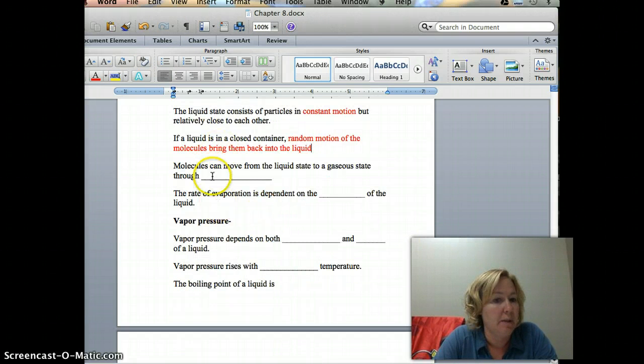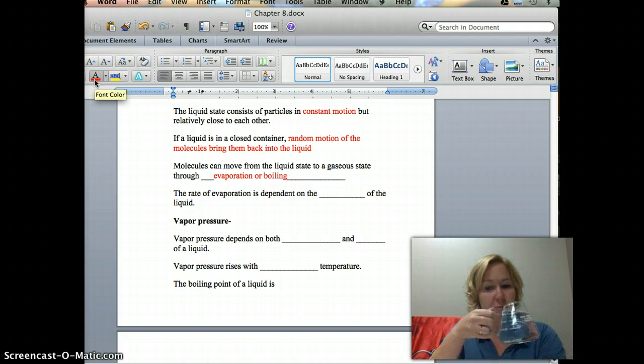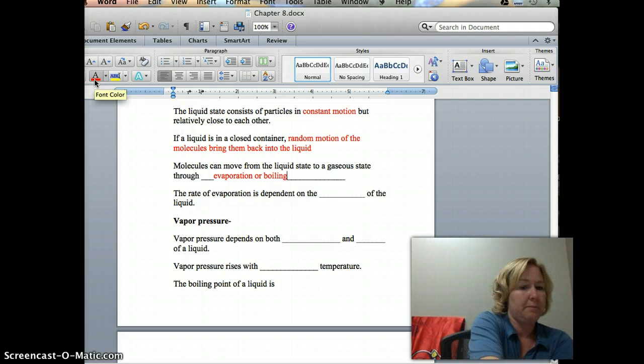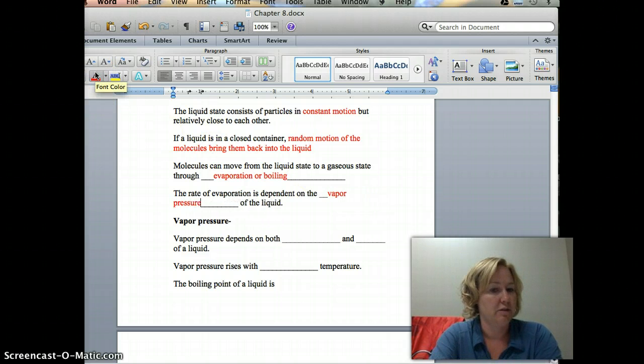Molecules can move from the liquid state to a gaseous state through what? Through evaporation. Yes. Or what else? Or, if you want to speed that up, boiling. So I could just boil this, and then it would all go away. The rate of evaporation is dependent on something we call vapor pressure. Vapor pressure of the liquid.